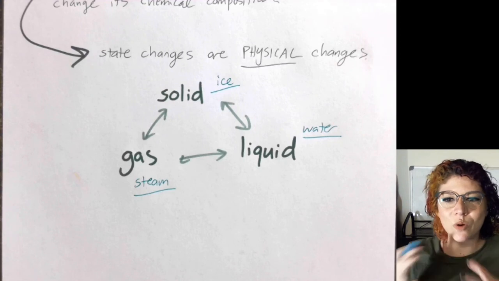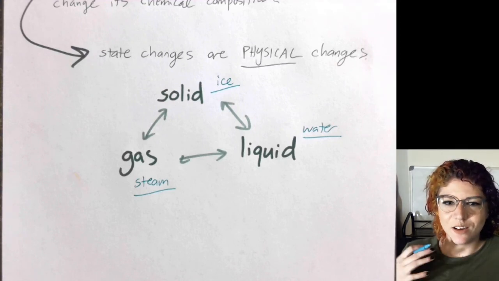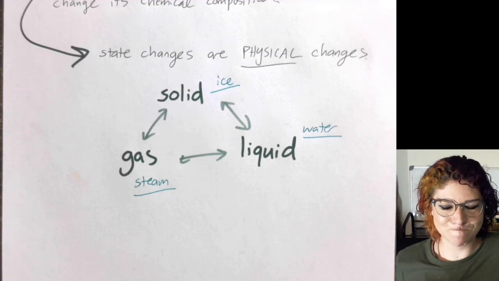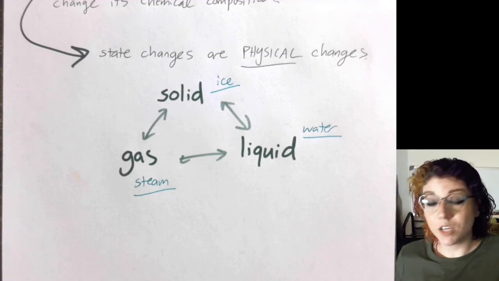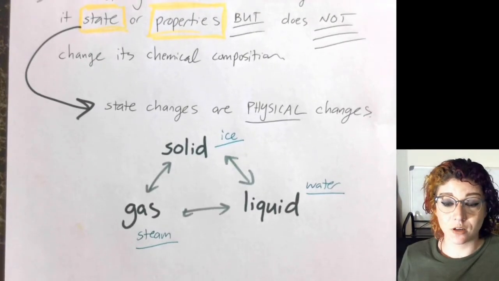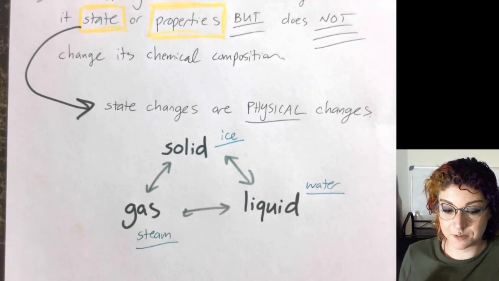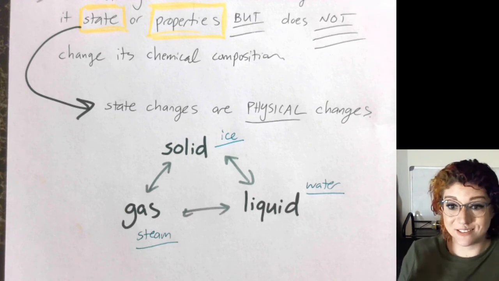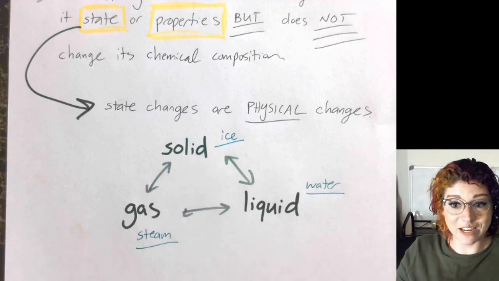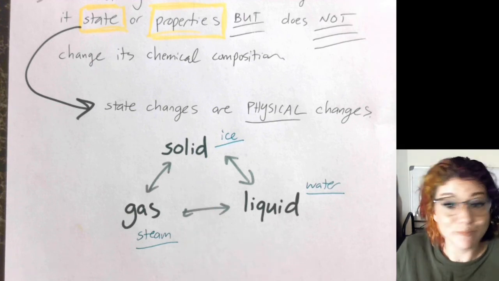And what we're going to get into is what actually makes them different states of matter. We'll get more into that later. For right now, I just want you to know that state changes are physical changes. And that means that when you change it, solid, liquid, gas, it's still the same substance.